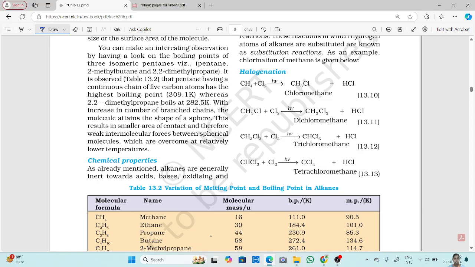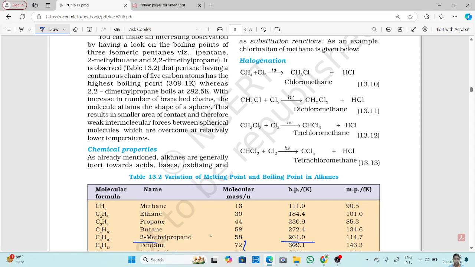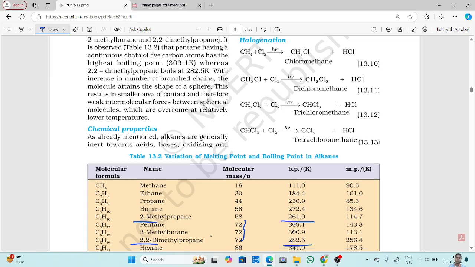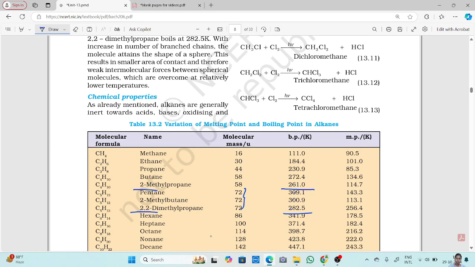Now the continuous chain of 5 carbon atoms has the highest boiling point, whereas the other two with branched chain structures have lower boiling points. This states that as you increase the number of branched chains, the molecule attains the shape of a sphere. This results in a smaller area of contact and therefore weak intermolecular forces between spherical molecules, which are overcome at a relatively lower temperature. So as you increase the branching, your boiling point decreases. This is because the van der Waals forces of interaction decrease.